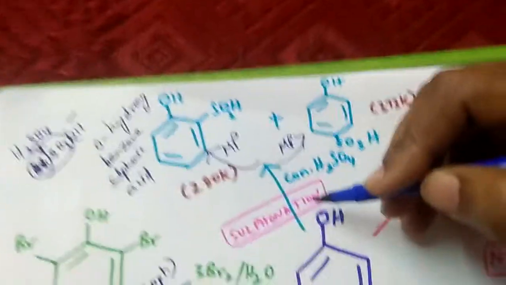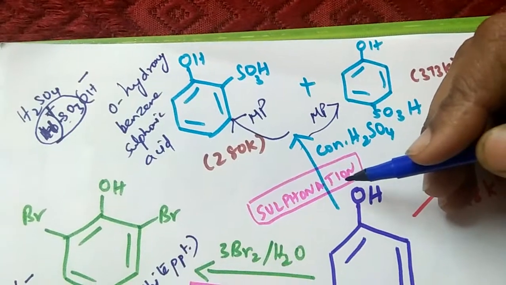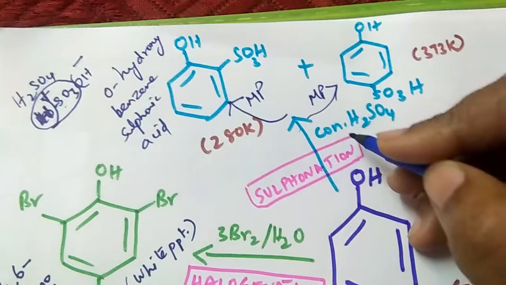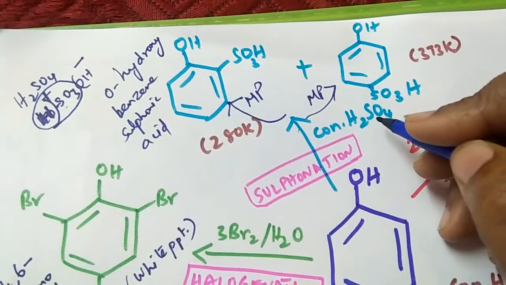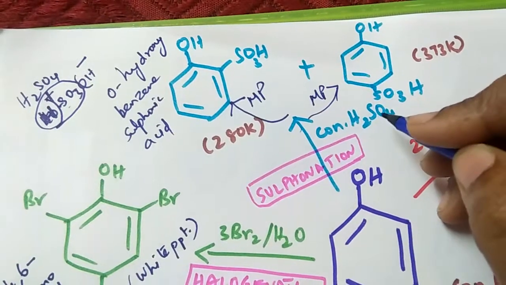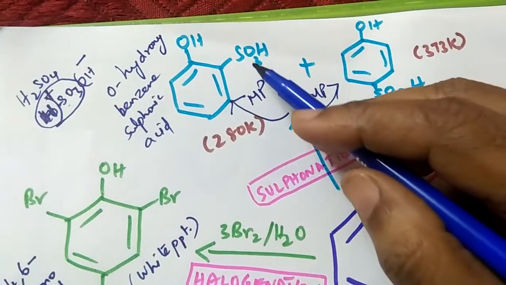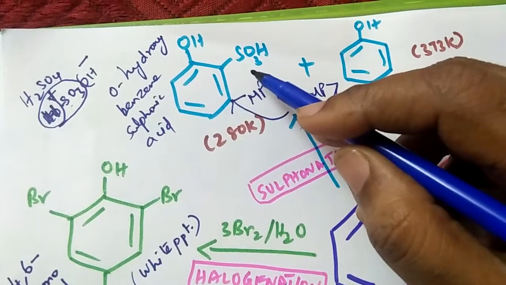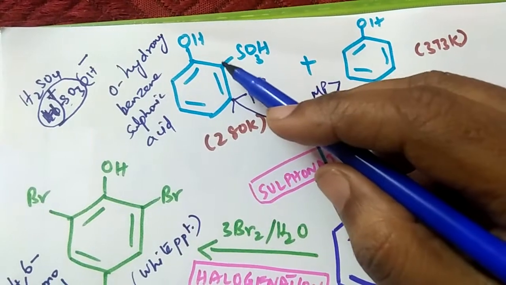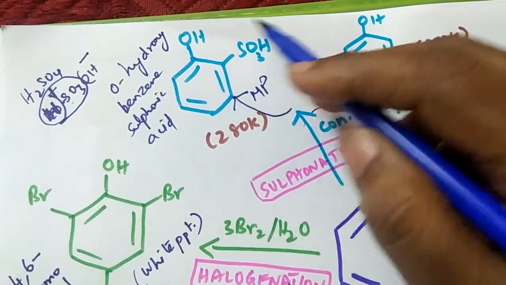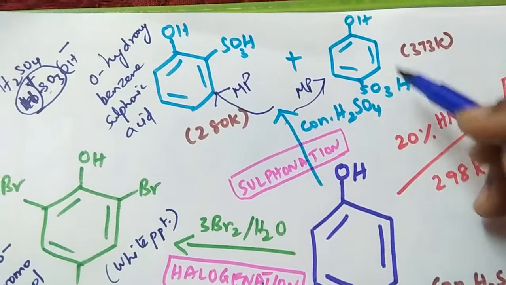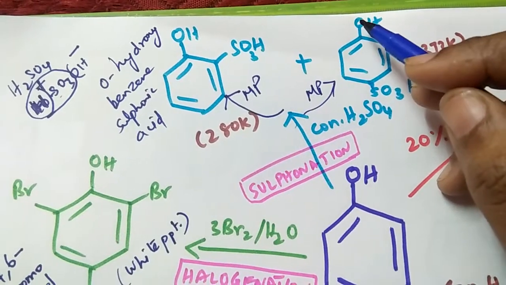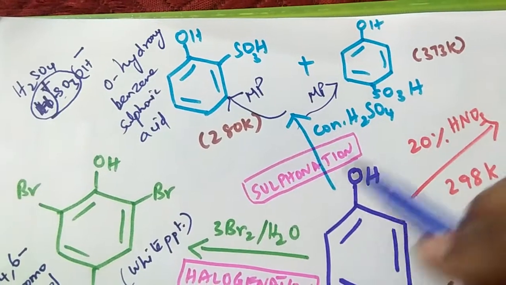The last reaction is sulfonation. The SO3H group acts as the electrophile, supplied by concentrated sulfuric acid. This SO3H group is substituted at the ortho and para positions. Here sulfonic acid is the higher priority group, so it is named ortho-hydroxybenzene sulfonic acid. With respect to this position, para-hydroxybenzene sulfonic acid is formed.